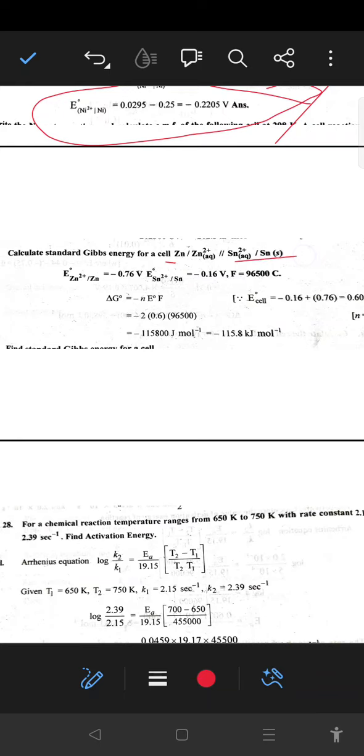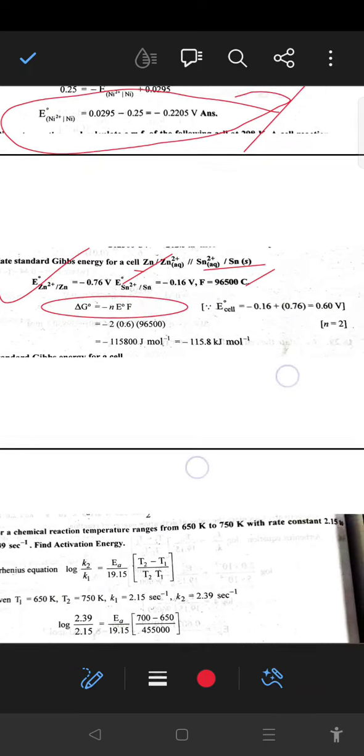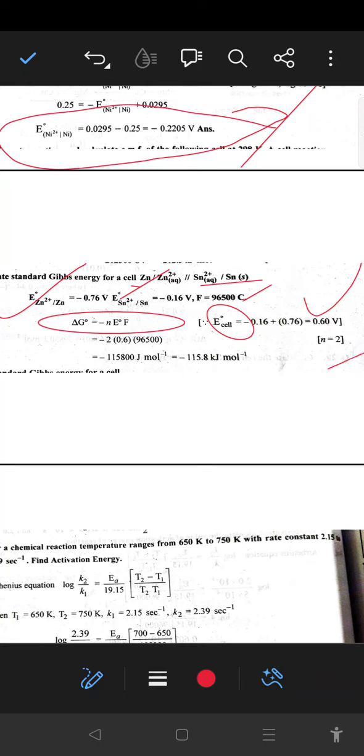So next question is, calculate the standard Gibbs energy of the cell zinc and tin, Zn to Zn2+ and Sn2+ to Sn. So the reduction potential of both is given to us, and the Faraday value is given, so delta G naught can be calculated by the relationship minus nF E naught cell. In here E naught cell is equal to E cathode minus anode, we will solve that first, and the n value we will come to know. So by using the relationship delta G naught is equal to minus nF E naught cell, we will solve and calculate the delta G value.